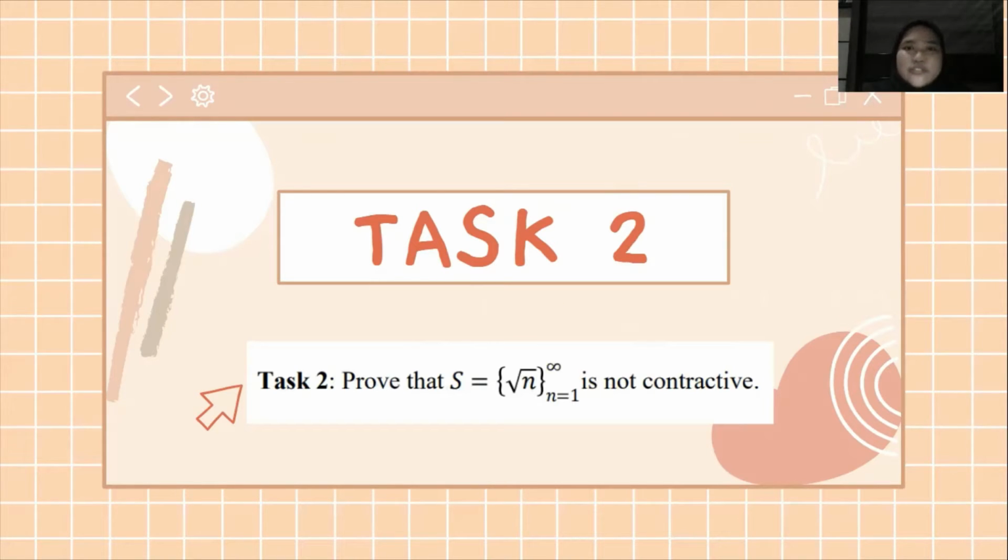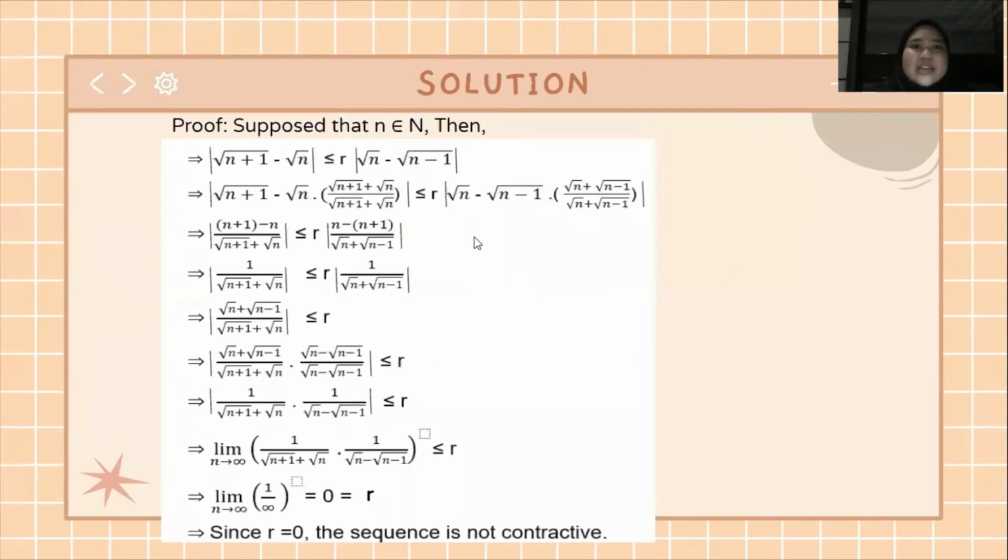So the solution for this question is, suppose that n is an element of natural number, then modulus square root n plus 1 minus square root n is less than or equal to R modulus square root n minus square root n minus 1. So let's make R the subject. So we will get the answer is 1 over square root n plus 1 plus square root n times square root n minus square root n minus 1.